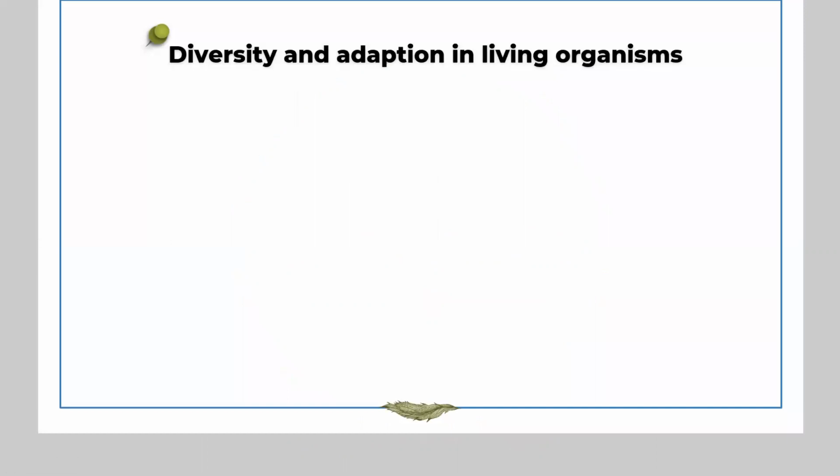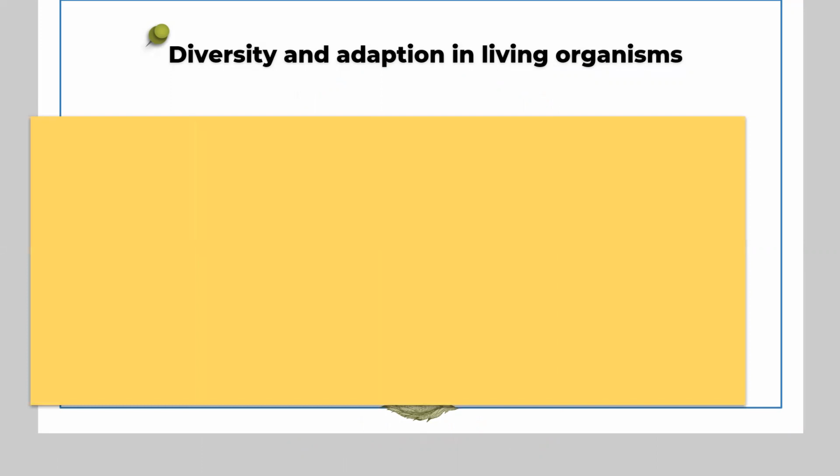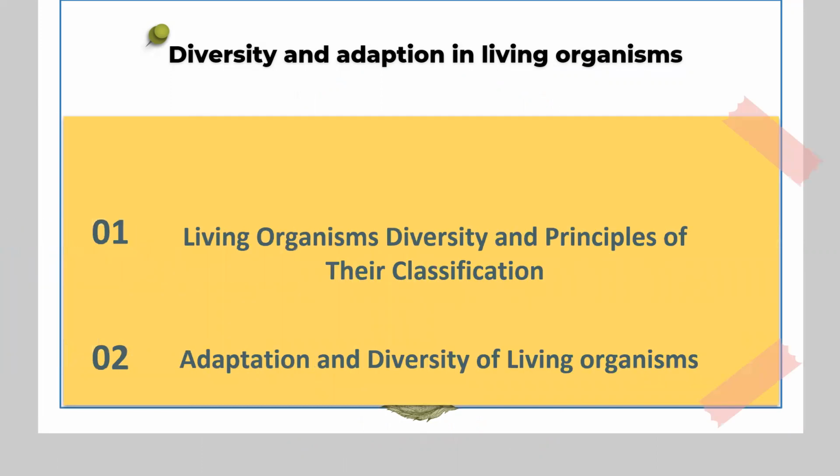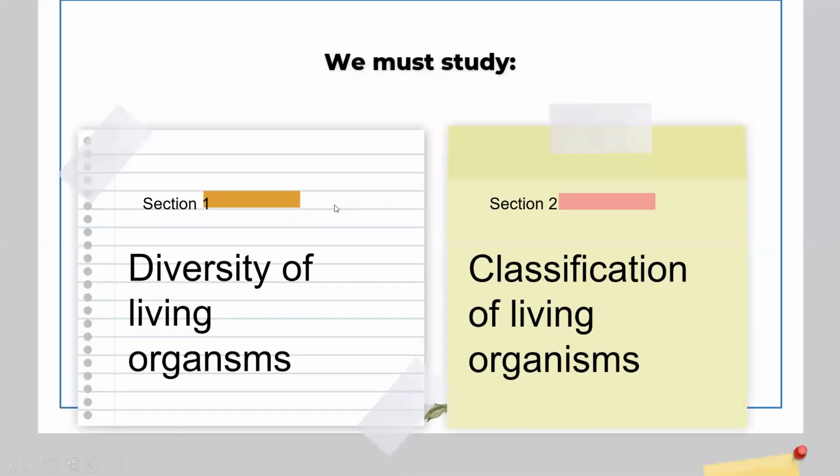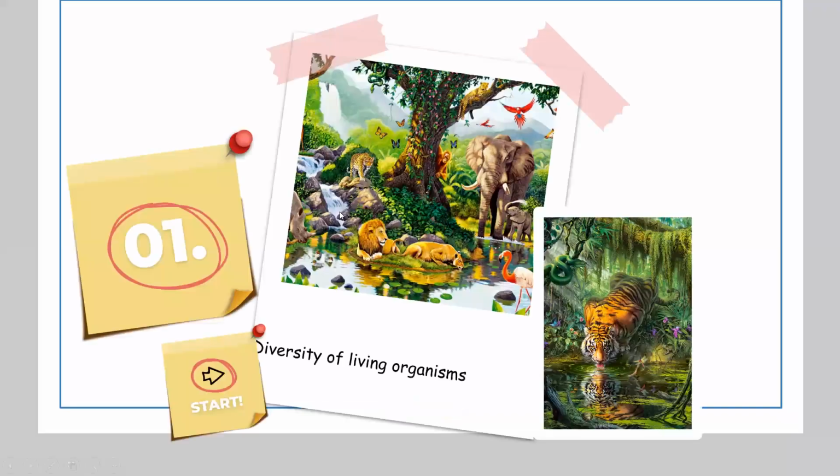In this unit, we're going to learn about diversity and adaptation in living organisms. The first lesson is about living organism diversity and principles of their classification. The second lesson is about adaptation and diversity of living organisms. We must study diversity of living organisms and classification of living organisms. Shall we start with diversity of living organisms?